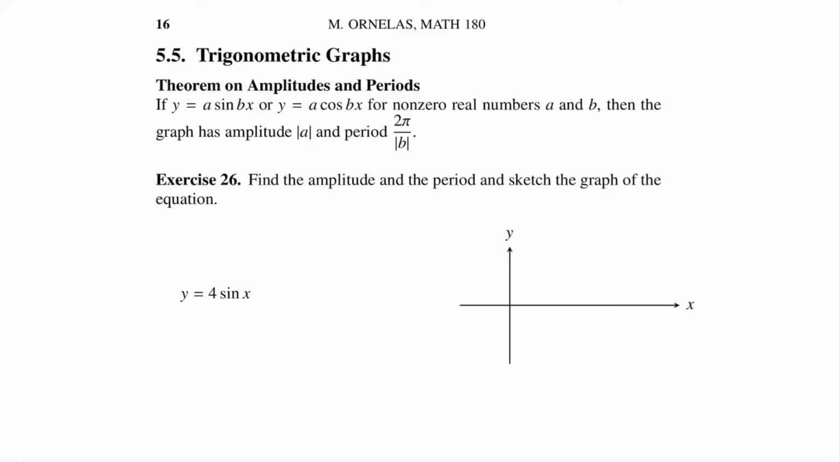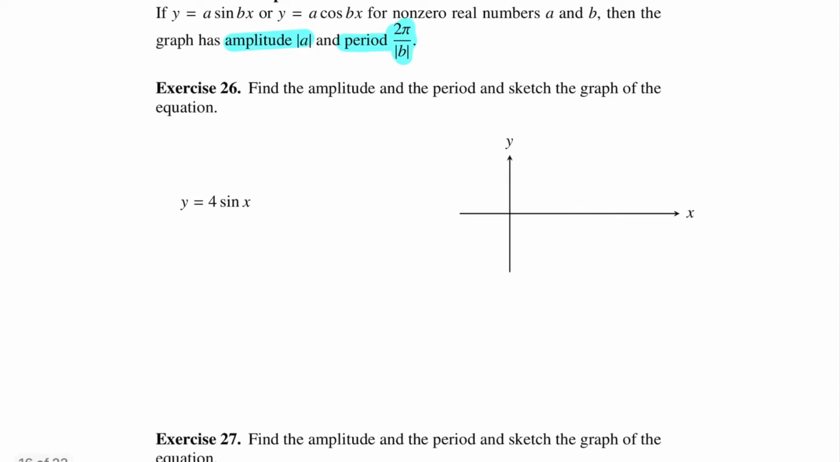Hi, this is section 5.5 on trigonometric graphs. So now we're looking at graphs for sine and cosine to start with. There's a couple things that we need to know. One is the amplitude and the other is the period. They give us some formulas. All right, so let's start with the first one.